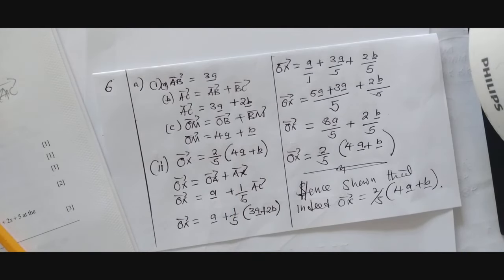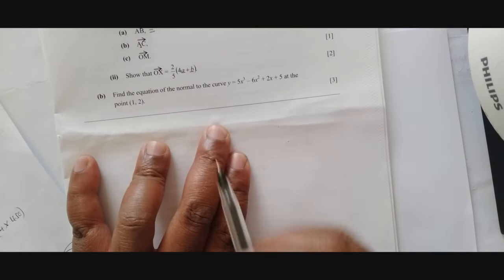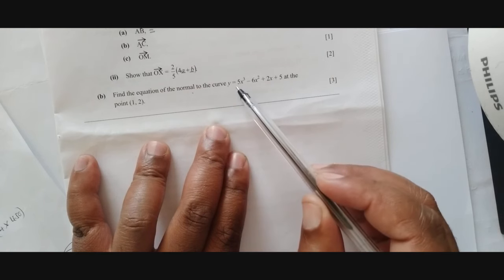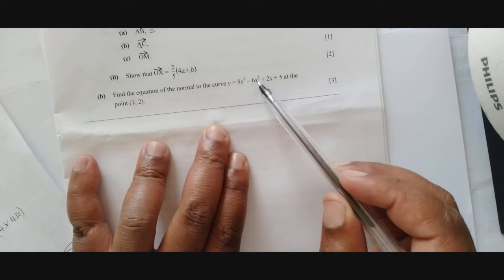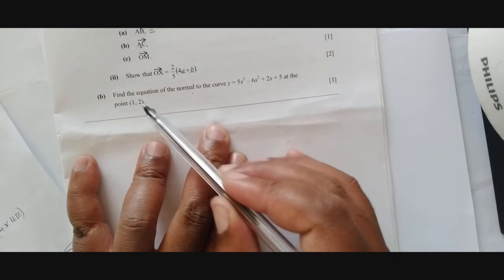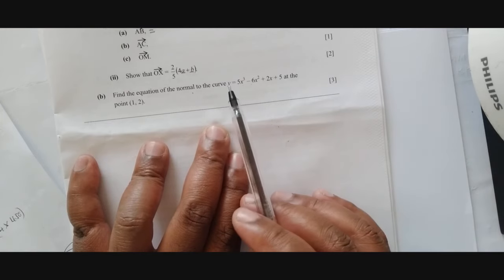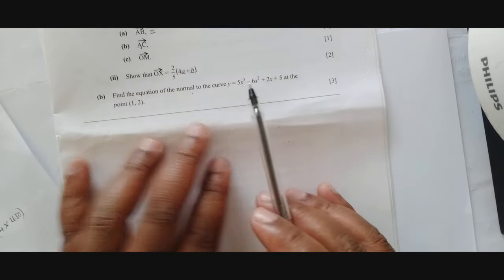Okay, we go to 6b. Okay, let's look at 6b. Find the equation of the normal to the curve y is equal to 5x to the power 3 minus 6x squared plus 2x plus 5 at the point 1, 2, and you have 3 marks. So copy the question, pause the video and copy the question.